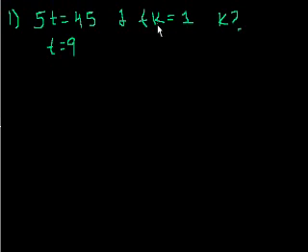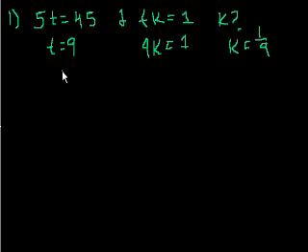And then you have tk equals 1. We know what t is equal to. T is equal to 9, right? So we get 9k is equal to 1. Divide both sides by 9. You get k is equal to 1 over 9. And that is choice B. That was pretty straightforward. All right.